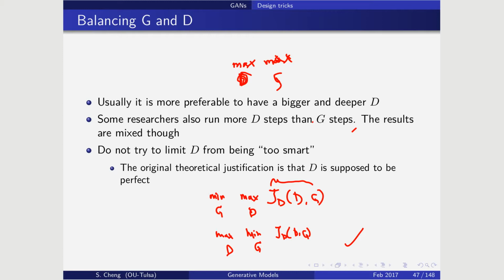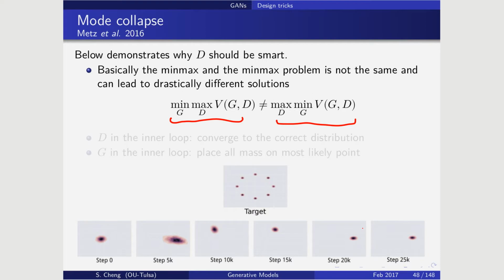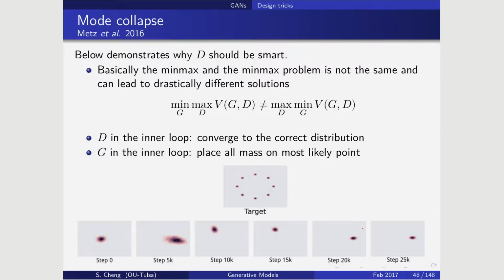Actually, I'm thinking how to explain that. Okay, because I have the slides. Maybe I have written something smart that I can... No, actually I didn't. So we actually should put a D in the inner loop, but that's how to see that.